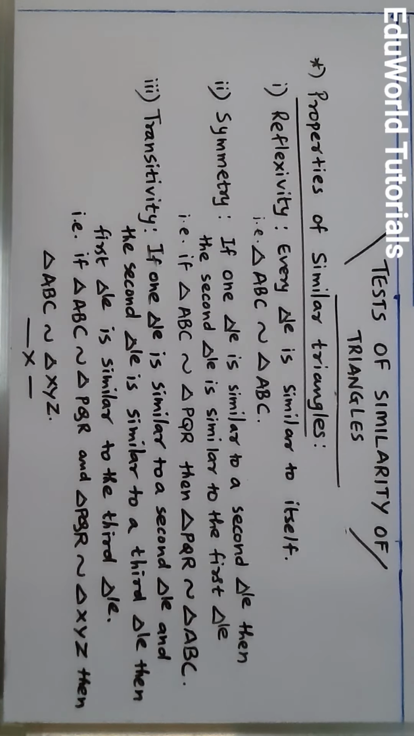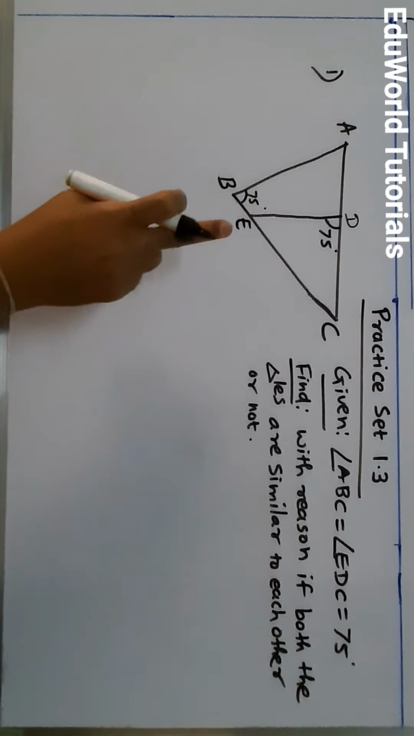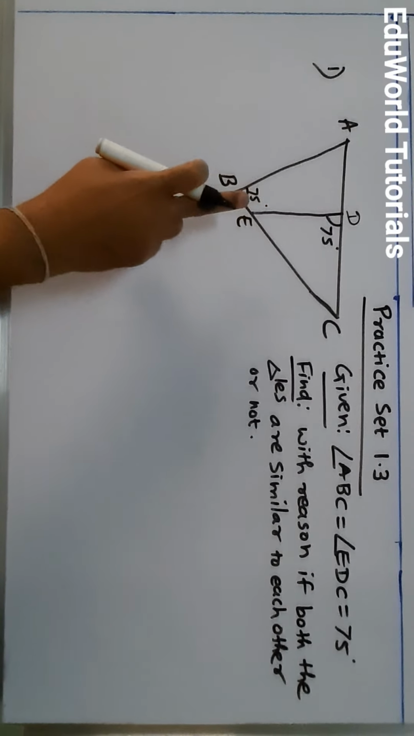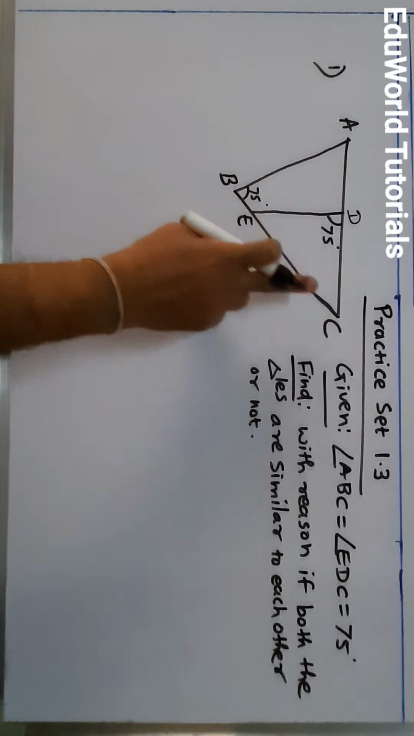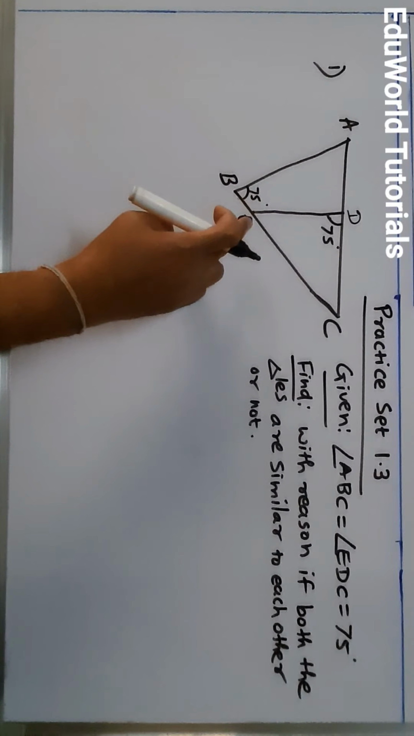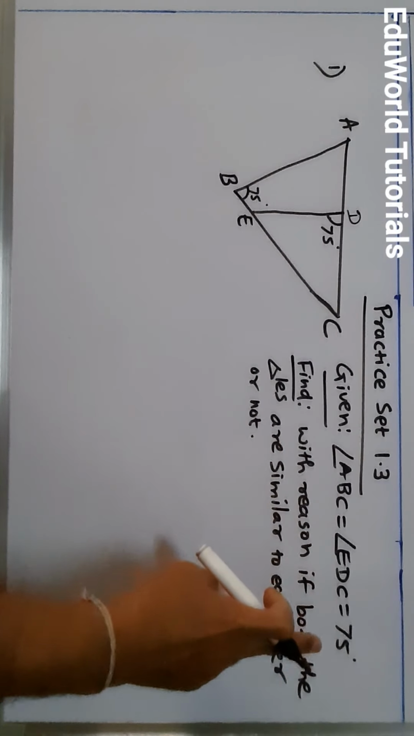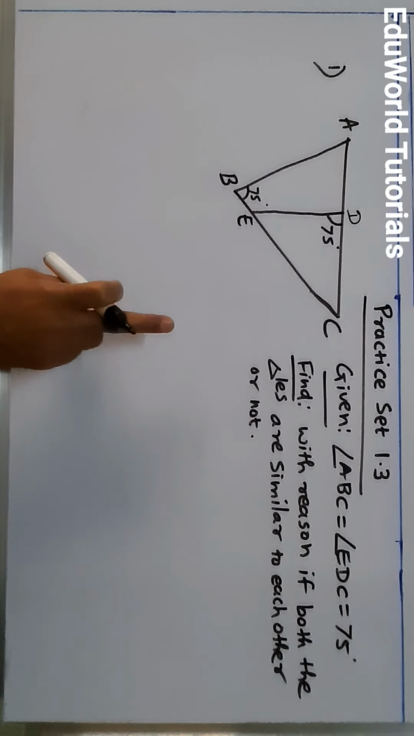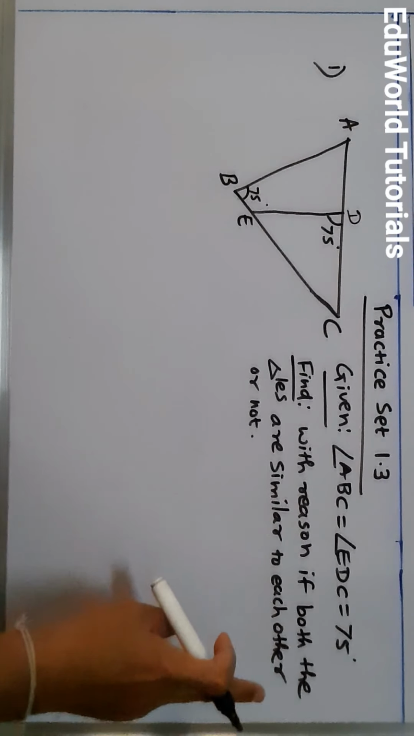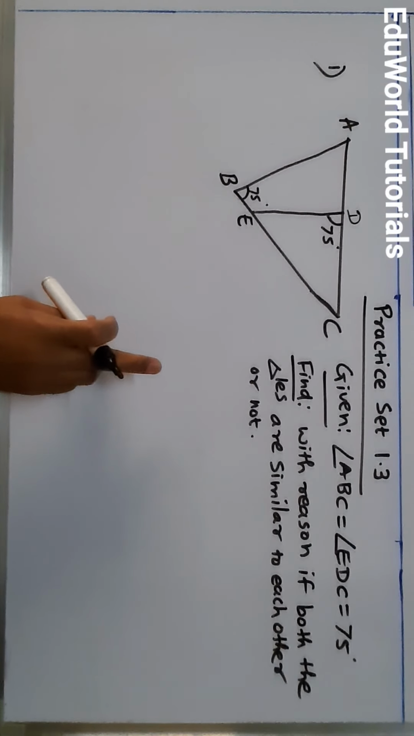So now we shall try to do the sums based on these two theories. Students, you see in the first sum of practice set 1.3, we are given this figure. In the figure you see that angle ABC is 75 degrees, and you see a smaller triangle within a bigger triangle, and angle EDC is of measure 75 degrees. So angle ABC equals angle EDC equals 75 degrees. Now they have asked us, with reason, to find out if both the triangles are similar to each other or not, and we have to state the test of similarity if the triangles are similar.